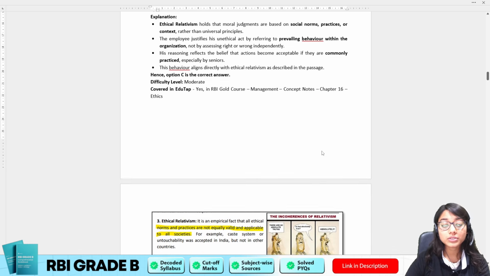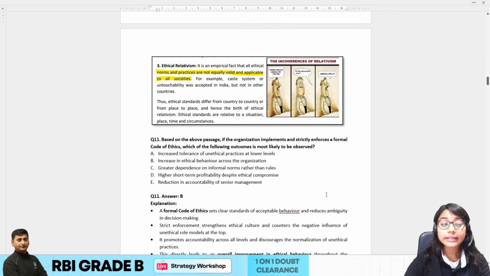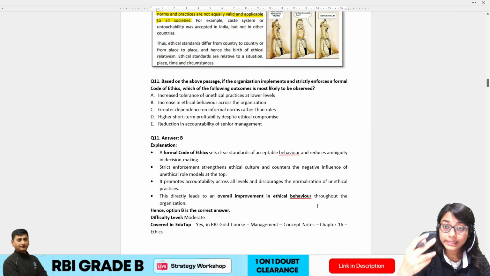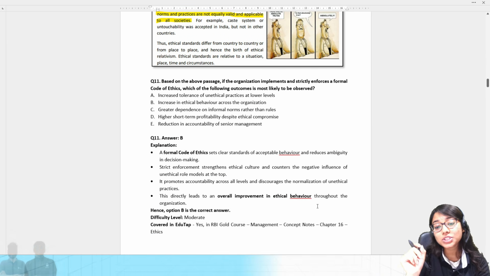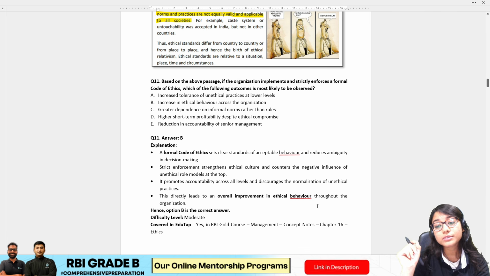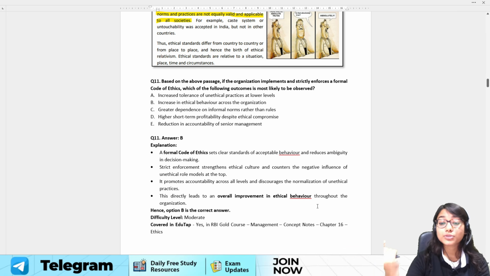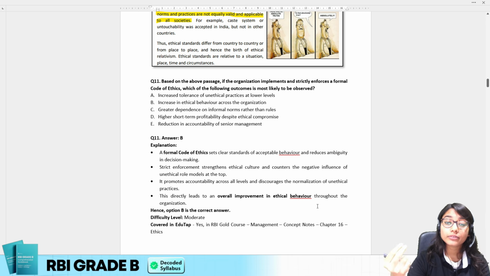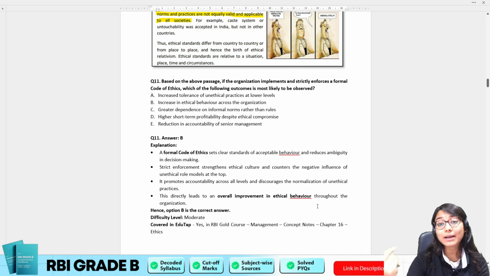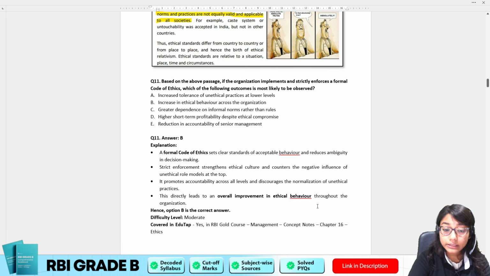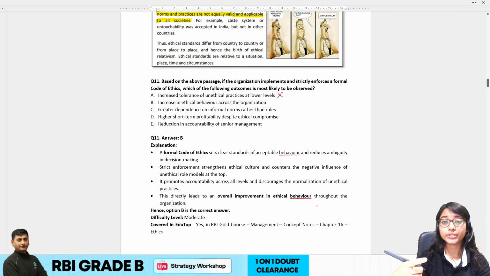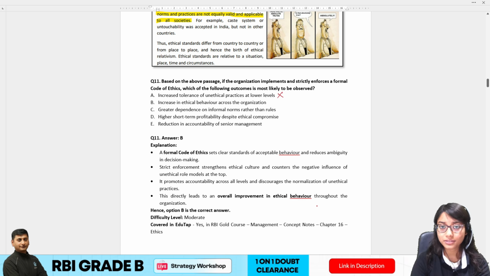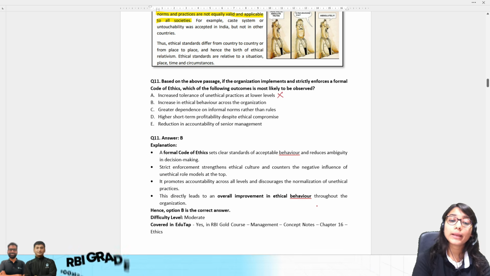Now, if we move forward to the next question. The next question is from the same passage: if the organization strictly enforces a formal code of ethics, which of the following outcomes is to be observed? Now, in the organization, we are enforcing a strict formal code of ethics. What will happen because of this formal code of ethics? Increased tolerance of unethical practices? Obviously not. If a code of ethics is being introduced, why will we tolerate unethical practices? We won't.